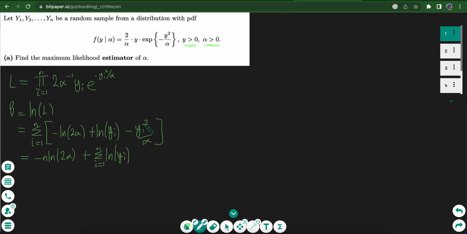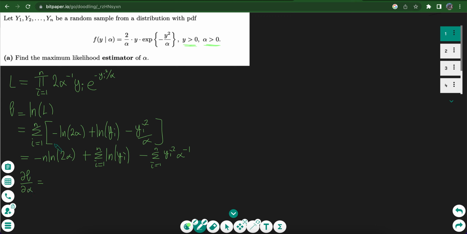And this one over here, I might write as minus the sum from i equals 1 to n of y sub i squared, and I'll take that as alpha to the minus 1. Okay. So we can now differentiate this with respect to alpha, and once we do that, we get del L on del alpha.